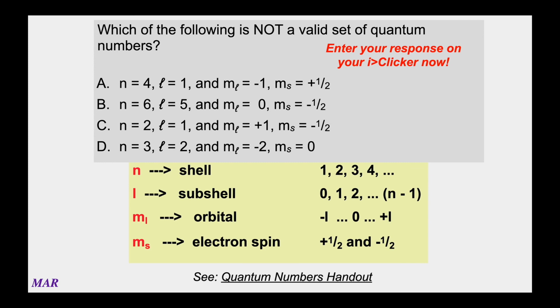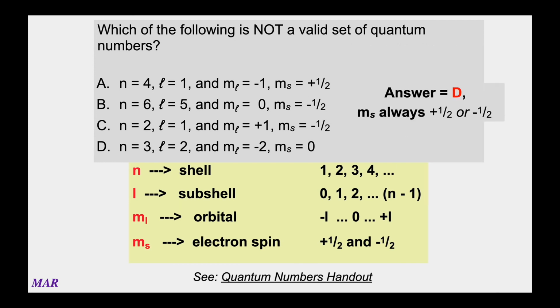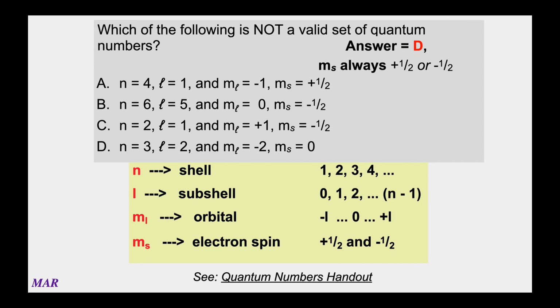Now, m sub l depends on l. M sub l has to be between negative l and positive l. So if you look, for example, at B, l equals 5, m sub l could be anywhere from negative 5 to positive 5, and having a value of 0 is an acceptable answer, like we saw in Chapter 6, Part 1. So in this problem, all of the m sub l values are okay. However, as you can probably see, m sub s, as we talked about, can only be positive 1/2 or negative 1/2. Answer D here is not going to fly. No m sub s of zeros. You can have positive 1/2, negative 1/2, no zeros, no anything else.